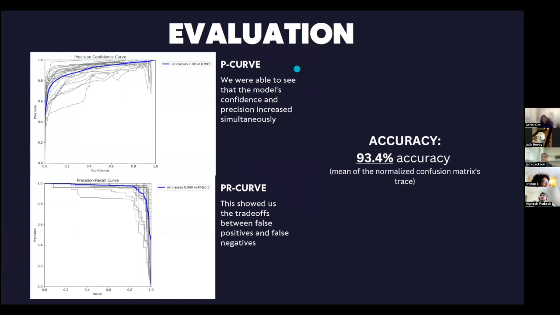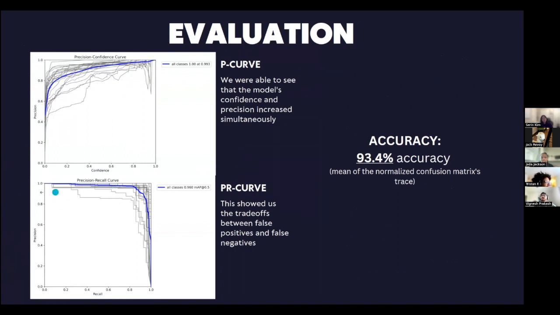Once we overcame these challenges and had our model trained, we had to evaluate it. Some tools that we used included different graphs and summaries of the results. For instance, as you can see in the top left, the P-curve showed the relation between the model's confidence and its precision. Our model had both variables increasing simultaneously, which was good since we don't want an overconfident model making inaccurate predictions. We also looked at the precision-recall curve.